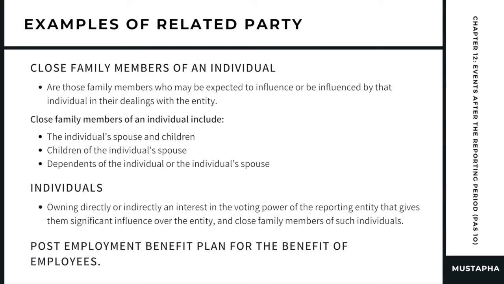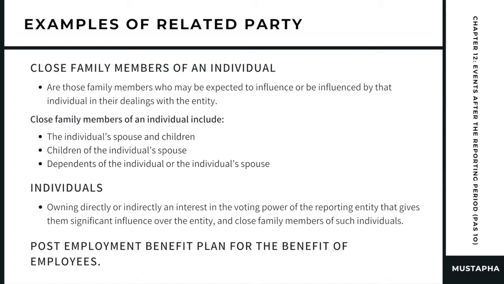Examples of related party. Close family members of an individual are those family members who may be expected to influence or be influenced by that individual in their dealings with the entity. Close family members of an individual include: first, the individual's spouse and children. Second, children of the individual's spouse. Third, dependents of the individual or the individual's spouse.